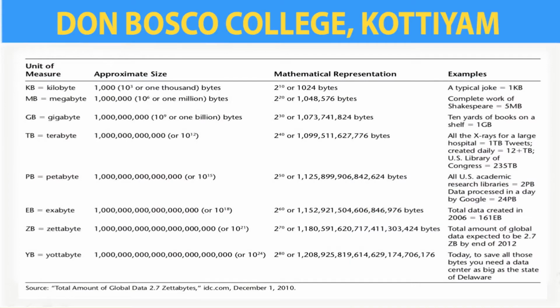Since most files contain thousands of bytes, file sizes are often measured in kilobytes. Larger files such as images, videos and audio files contain millions of bytes, and therefore they are measured in megabytes. Modern storage devices can store thousands of these images and thousands of videos, so their storage capacity is measured in terms of gigabytes or terabytes.